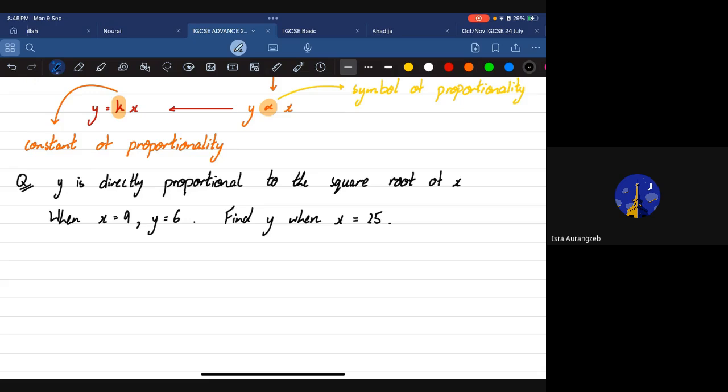Now, for a direct or inverse proportionality question, they are solved the same way. There's just a slight difference. This question has to be broken down into three ways. I'm going to underline and try to color code.